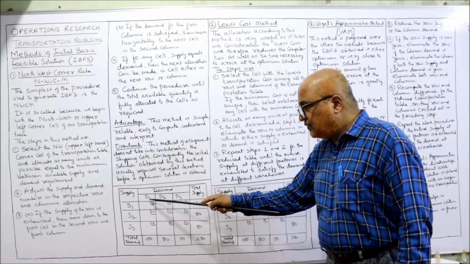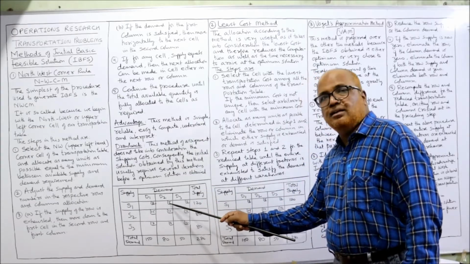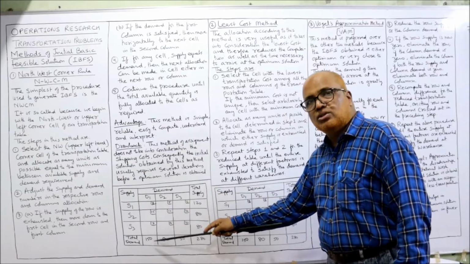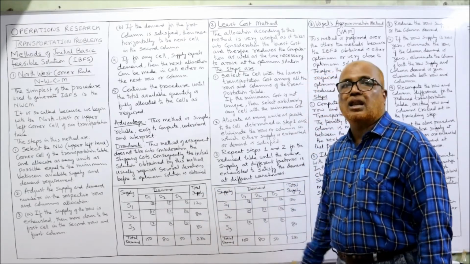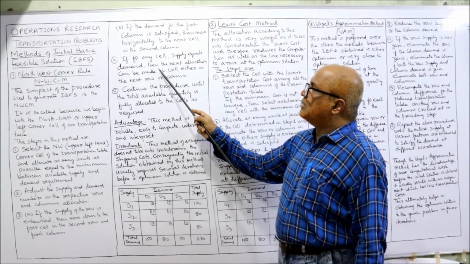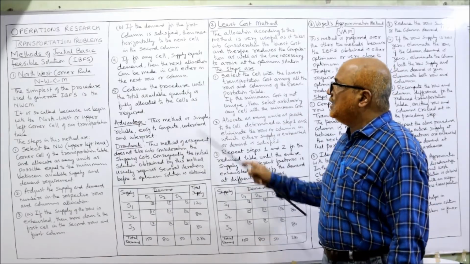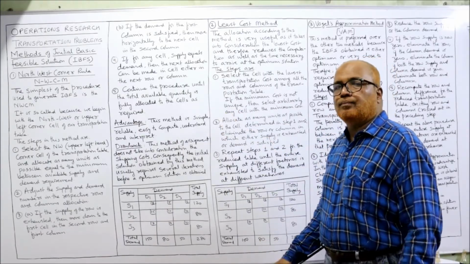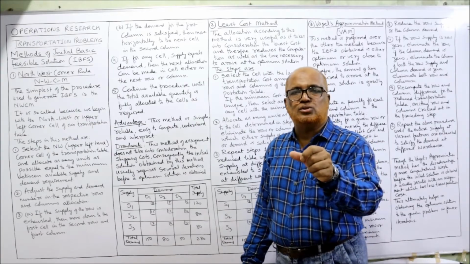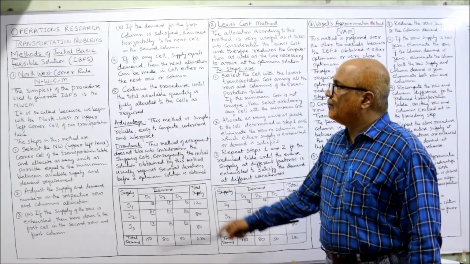For example, if the first column is exhausted, then the column will be blocked, and we move to the right. Then if for any cell supply equals demand, the next allocation can be made in the cell either in the next row or next column. If both the row and the column are exhausted, then we move on to the next cell.